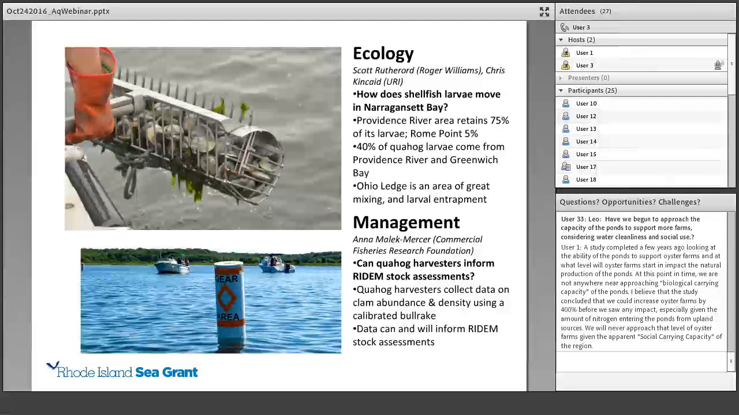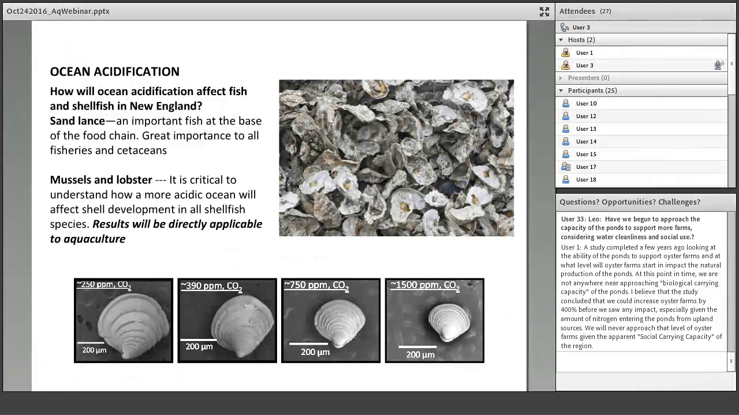We've also been funding some folks over at the Commercial Research Fisheries Foundation. Anna Malik Mercer is the lead researcher on that, but Dale has been intimately involved with this work as well, working with quahog harvesters to collect data as they're bull raking, and see if that data can then be used by the Rhode Island Department of Environmental Management for stock assessment. Again, not directly related to aquaculture, but important from the overall end of shellfish management in the state.